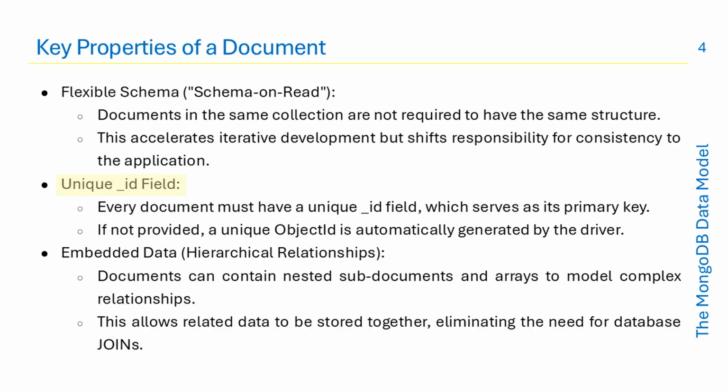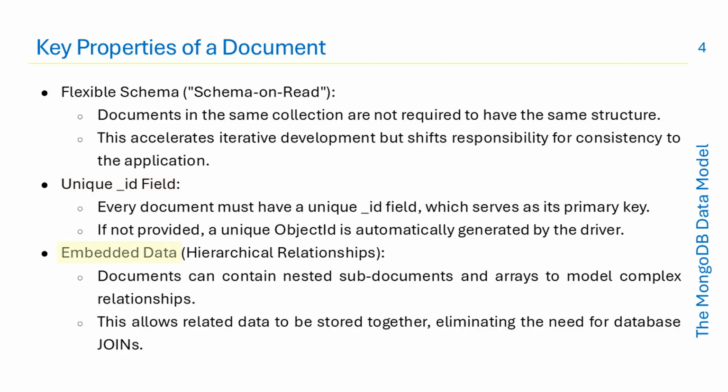Second, every single document in a collection must have a unique ID field. This acts as the document's primary key. If you try to insert a document without an ID, the MongoDB driver will automatically generate a unique 12-byte ObjectId for you. This ensures that every document always has a unique identifier.